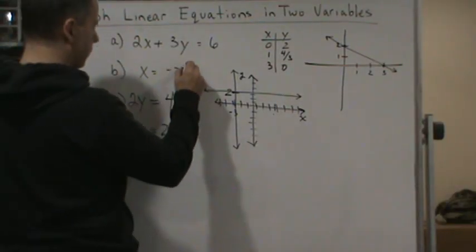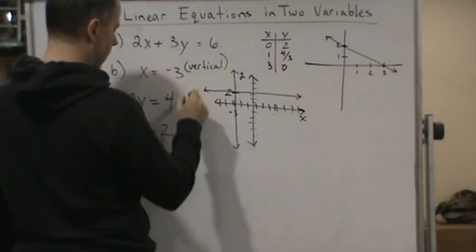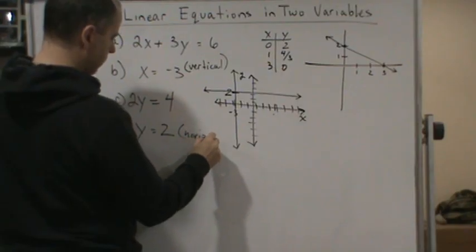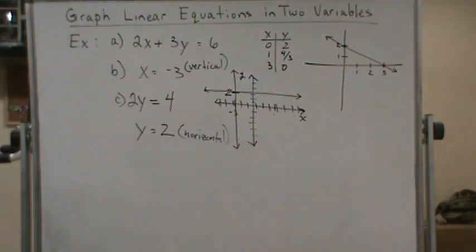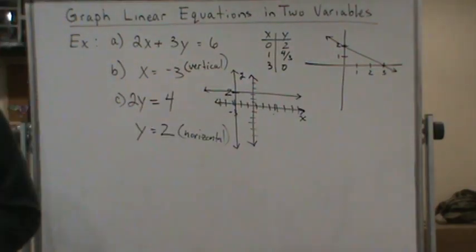Okay, so this gives us vertical, and this is horizontal. All right, and of course we could just plot some points too and we get the same thing.